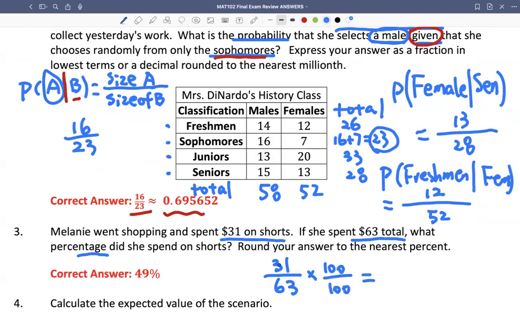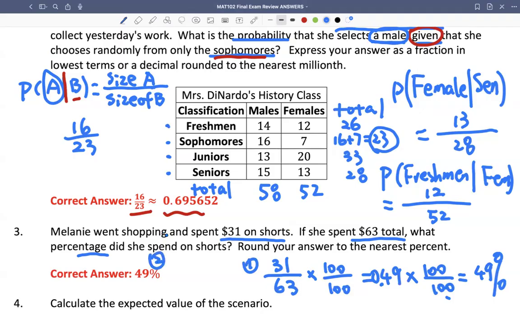If we press into the calculator 31 divided by 63, we get about 0.49. Then we multiply by 100%. We can do this because we're just multiplying by 1. Then 100 multiplied by 0.49 gives us 49, and the percent sign goes after it. So 49%. This is one way of thinking about it.